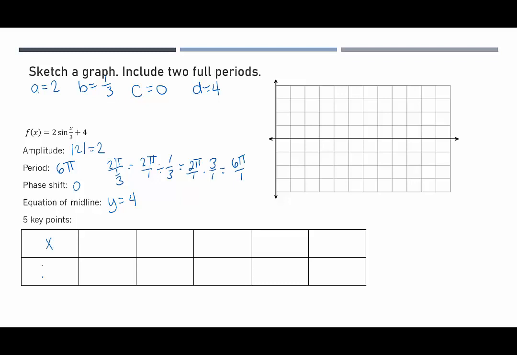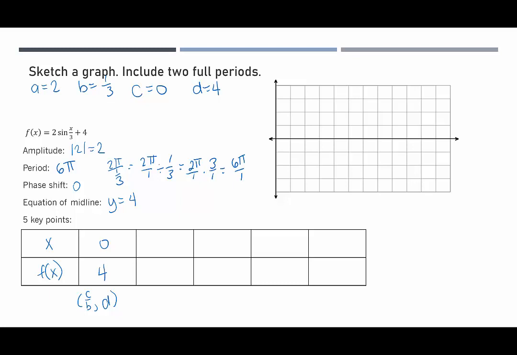We can do this. Okay, so next we want to figure out our 5 key points. We're going to start with that first. Remember, the first one for sine is going to be the phase shift, C over B, comma, D. C over B is 0, and D is 4.